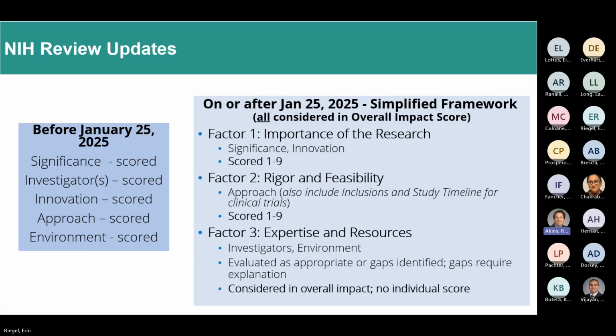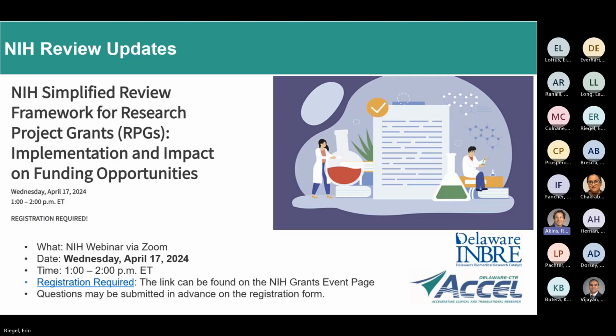And then the investigator environment, Factor 3, is mostly evaluated for potential gaps. For example, we should have a biostatistician added to the grant. And it's considered, but it's not scored. So that's actually a big change. I haven't seen any guidance yet. I haven't looked, but I haven't come across any emails or anything for reviewers. I'm sure anybody who's currently on study section is probably already hearing about how these changes are going to be implemented after January 25th. Give me the next slide.